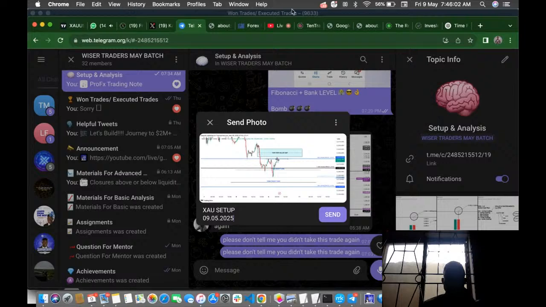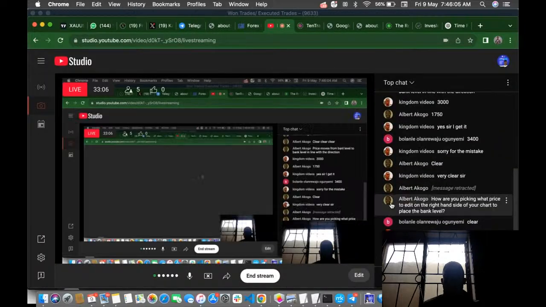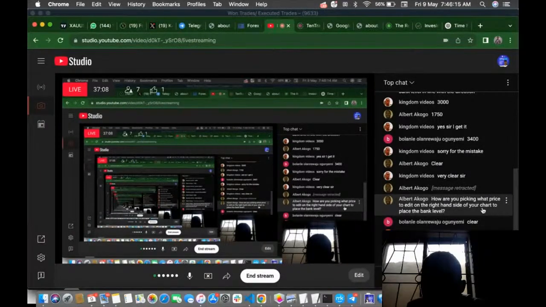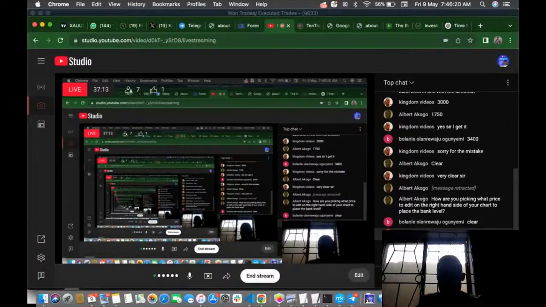Is gold clear? Tap to place bank level. So I just know the price of the bank level and I just edit. You're not going to pinpoint the exact place. You know the price you want to put already. Just type it to fall into the place.